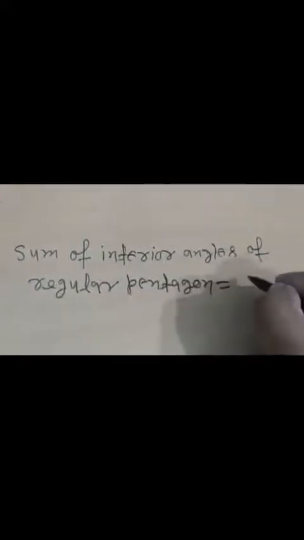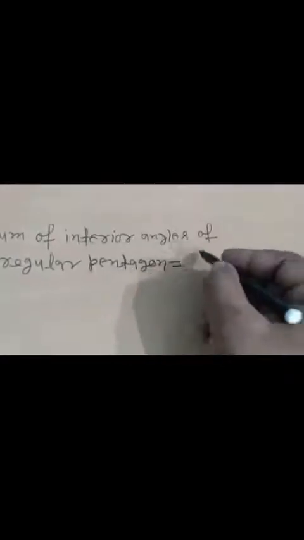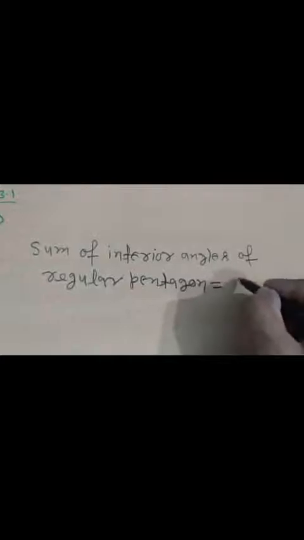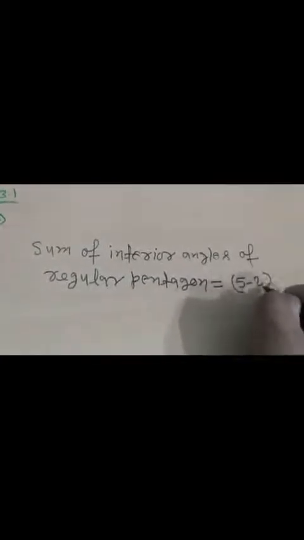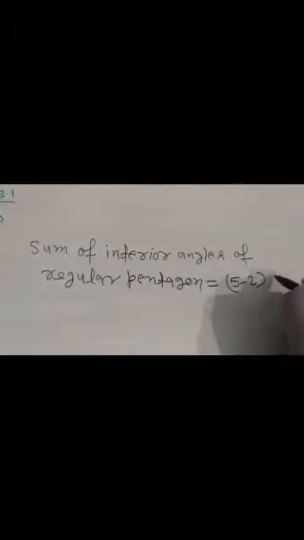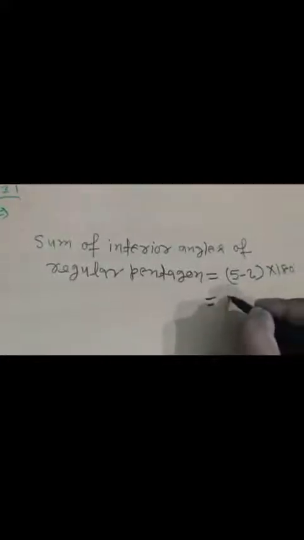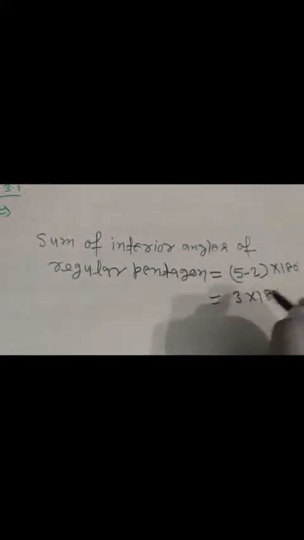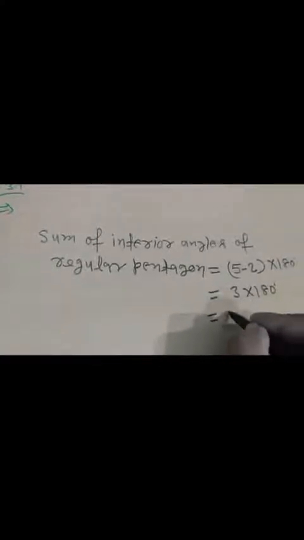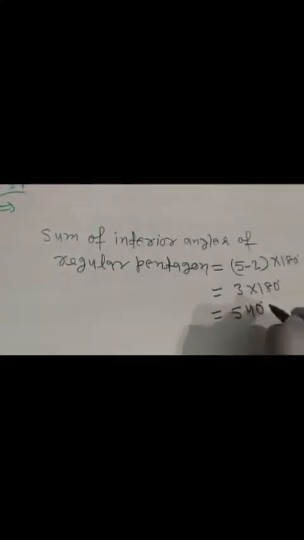So what is the formula? In the previous day we found the formula n minus 2 into 180 degrees to find the sum of interior angles of an n-sided polygon. So here we have 5 sides. The sum of interior angles of a regular pentagon is equal to 5 minus 2 into 180 degrees, which is 3 into 180 degrees, and it becomes 540 degrees. Clear?